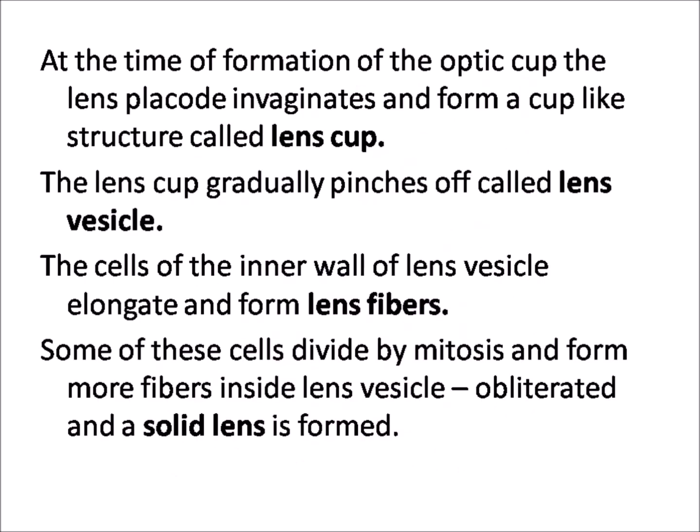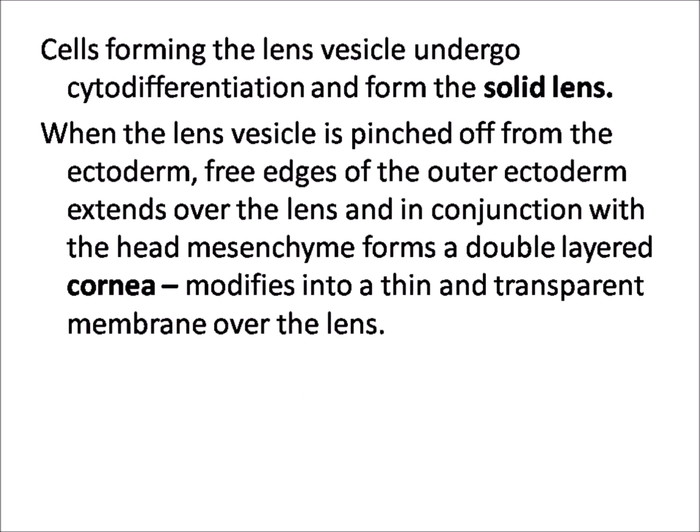At the time of formation of the optic cup, the lens placode invaginates and forms a cup-like structure called the lens cup. The lens cup gradually pinches off, called the lens vesicle. The cells of the inner wall of the lens vesicle elongate and form lens fibers. Some of these cells divide by mitosis and form more fibers inside the lens vesicle, which is obliterated, and a solid lens is formed. Cells forming the lens vesicle undergo cytodifferentiation and form the solid lens.